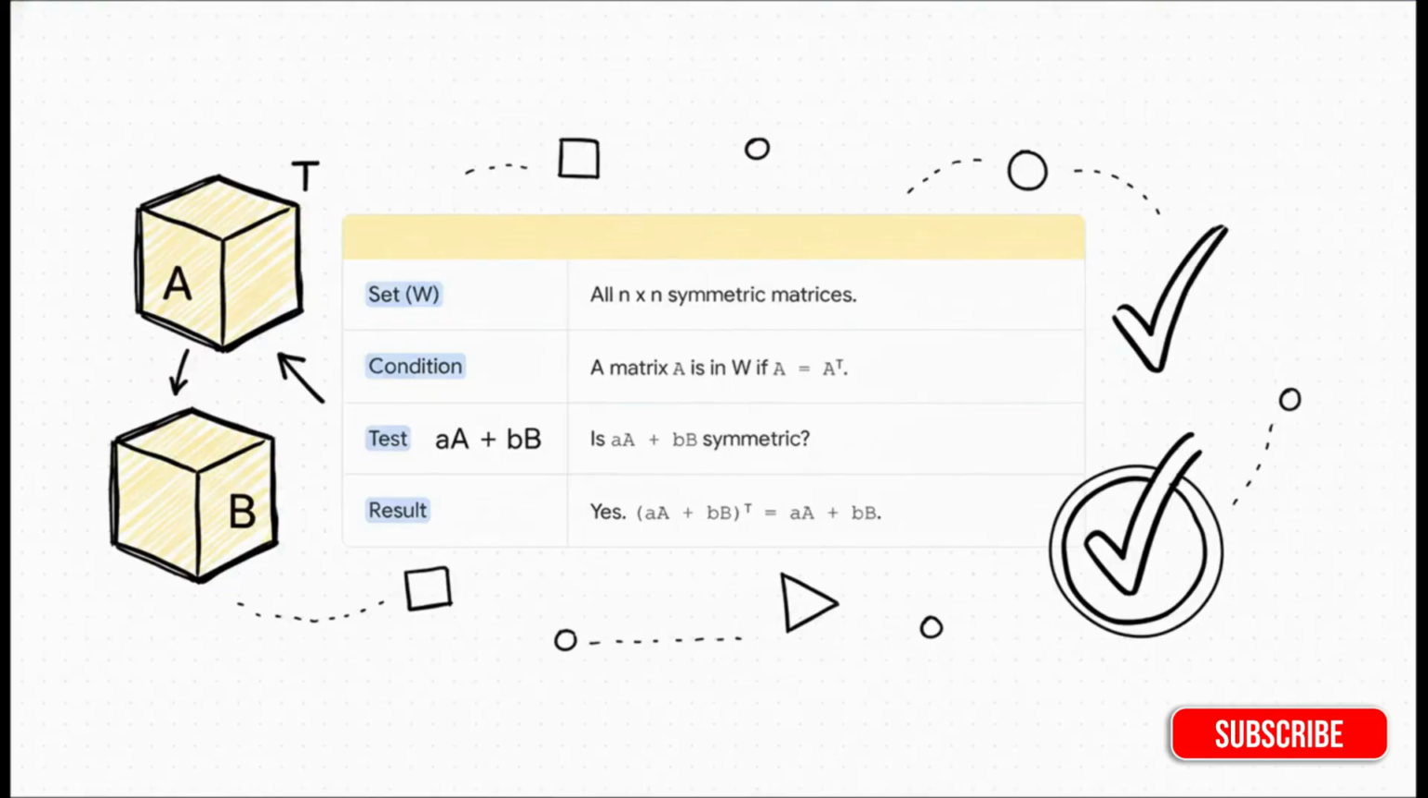First up, the set of all symmetric matrices. Remember, a symmetric matrix is one that doesn't change if you flip it across its main diagonal. So the question is, if we take two symmetric matrices, A and B, and we make a linear combination of them, is that new matrix also symmetric? Well, a little bit of algebra shows us that yes, it absolutely is. So it passes our test. The set of all symmetric matrices is a subspace.